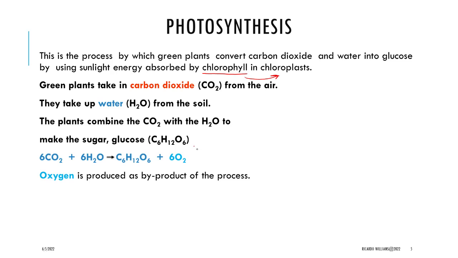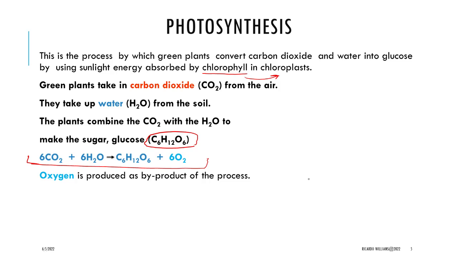So the chemical formula for glucose right here is C6H12O6. A chemical equation for photosynthesis would be as is stated here. You would need 6 carbon dioxide molecules to react with 6 water molecules to produce 1 glucose molecule and 6 oxygen molecules. Now the oxygen is given off as a byproduct.